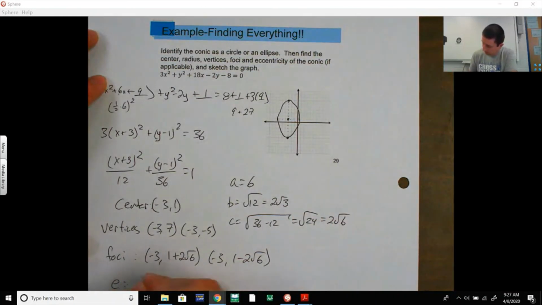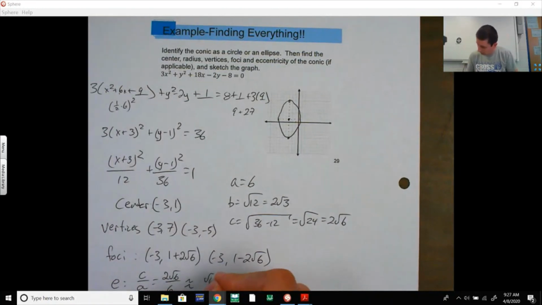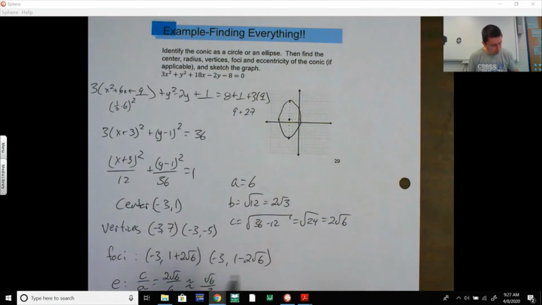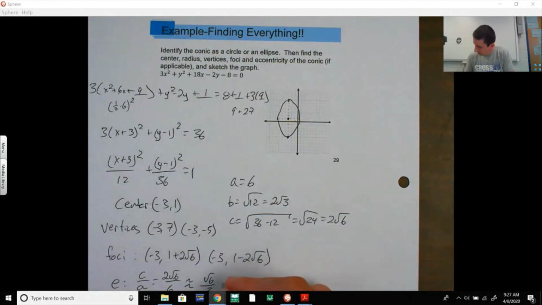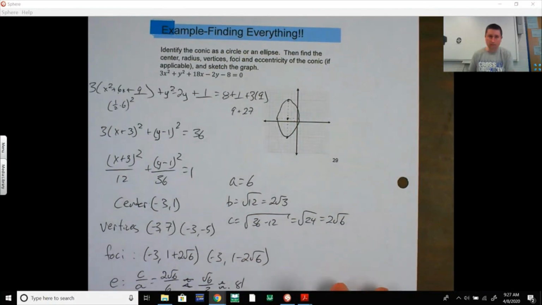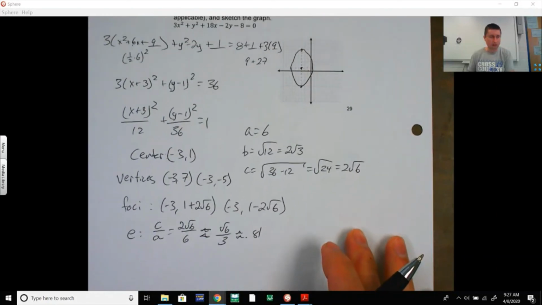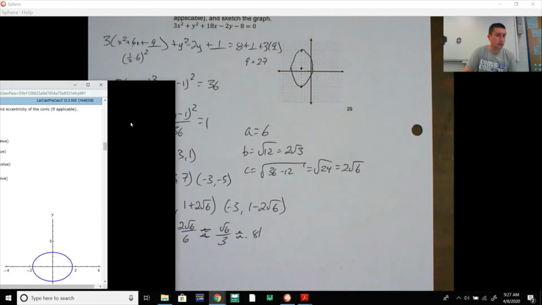The eccentricity is C over A, which is 2 root 6 over 6, which would be root 6 over 3. Square root of 6 divided by 3, 0.81. Okay. So that should take care of those.